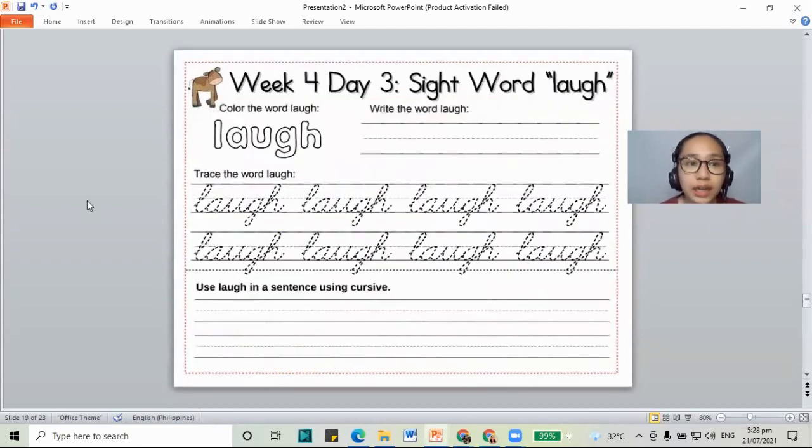We have the word laugh. L-A-U-G-H makes the word laugh. Let's trace the letters in laugh. Remember to make the loops of the word laugh.